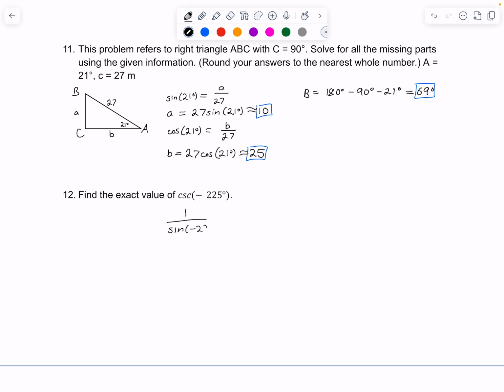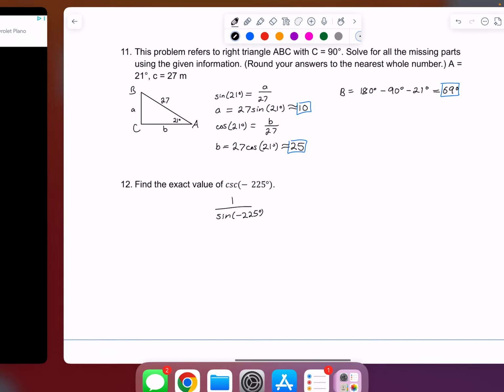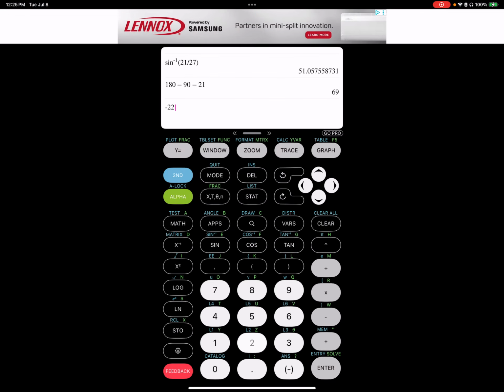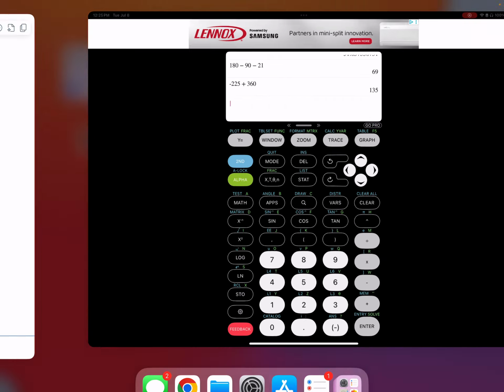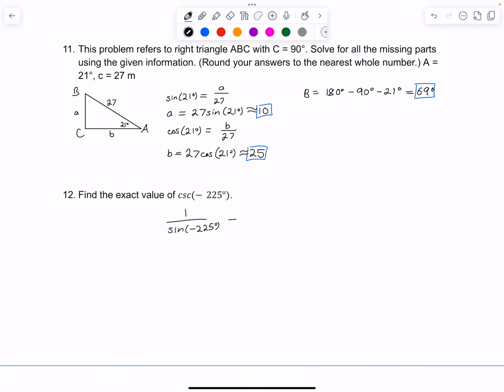negative 225. The next thing I'm going to do is I want to make it positive. So I'm going to do negative 225 plus 360 because adding 360 doesn't change anything. When I do that, I get 135. So this is the same as 1 over the sine of 135.